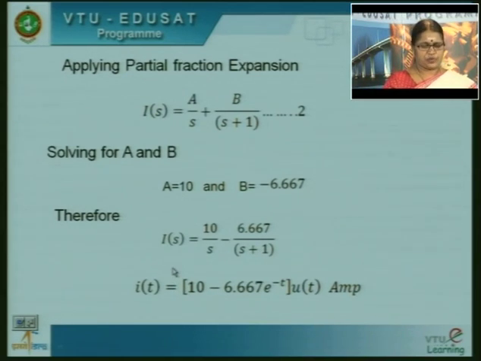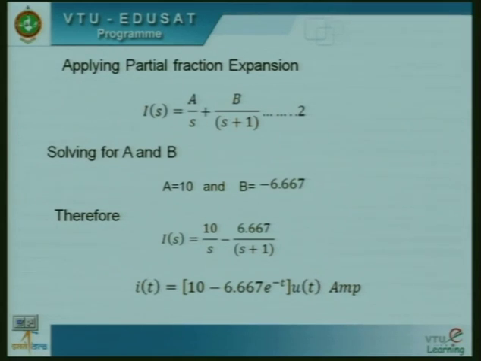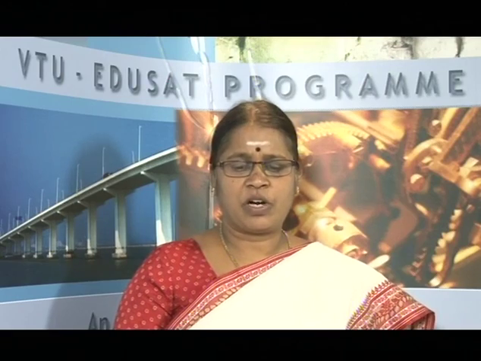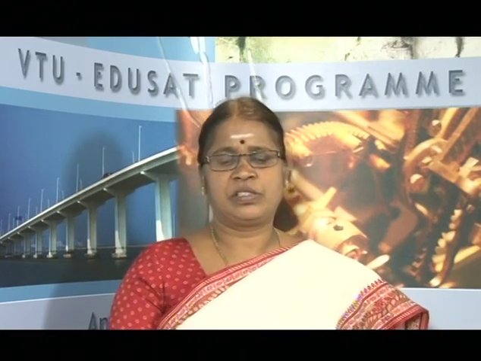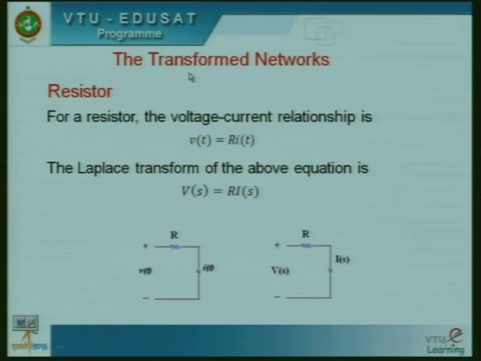is equal to 0. Now, till now we have seen a few examples where we excited the network with a DC, and now we will try to learn a concept called transformed network. This transformed network is nothing but trying to draw the networks not in time domain. We draw them for a resistor, for an inductor and a capacitor in S domain.